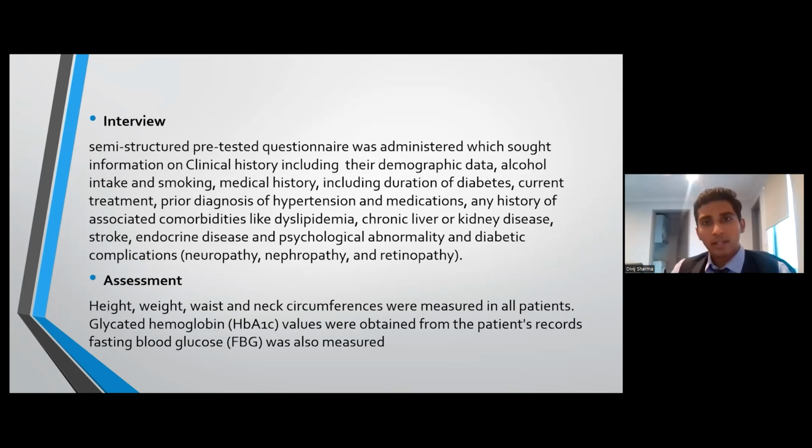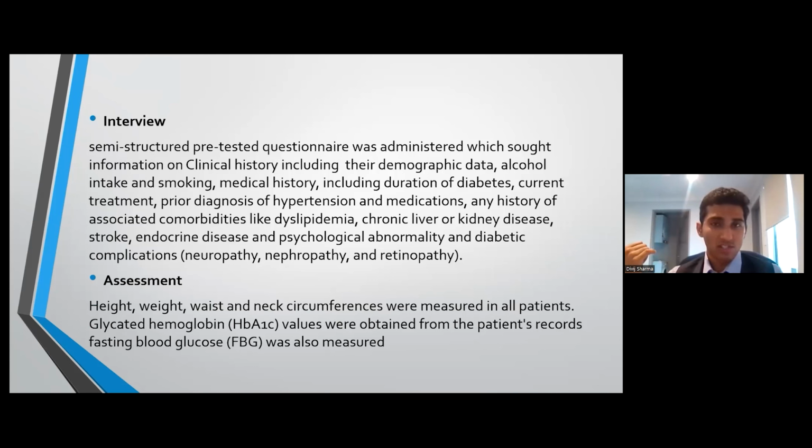Firstly, we did an interview session where a semi-structured, pre-tested questionnaire was administered, which sought information on the sociodemographic characteristics and medical history: how long they have been suffering from diabetes, when they were diagnosed, any history of alcohol, smoking, and other comorbidities like hypertension, dyslipidemia, chronic liver or kidney disease, and whether they have sought treatment for any complications like nephropathy and retinopathy, which helps us know whether they are at high risk for OSA. Poorly controlled diabetic patients who have these complications are at high risk for OSA. The assessments were done with basic measurements: neck and waist circumference, height, and weight of the patient.